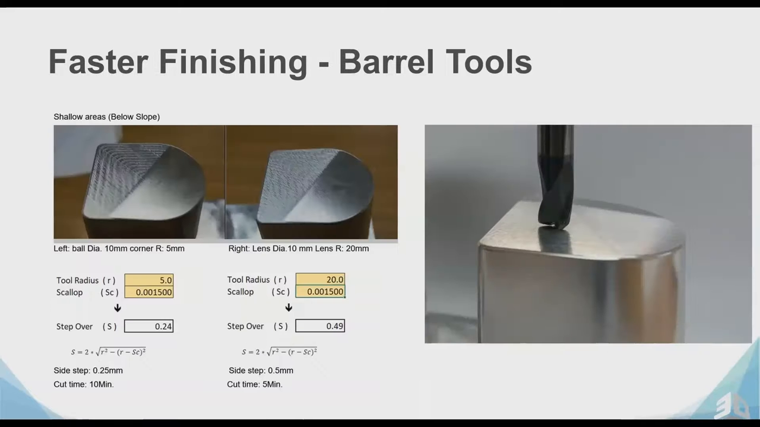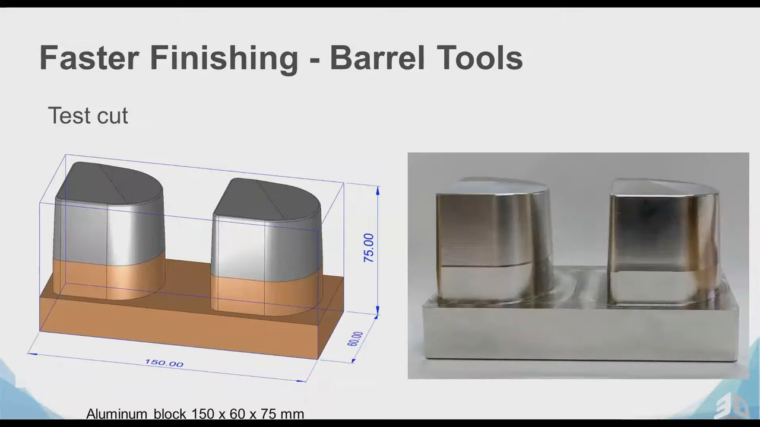The test cut, sorry, one click up, then. The test cut is a small aluminum piece, 150 by 75 by 60 millimeters. And on the right side, we can see a picture of the piece cut in both methods. Left side will be the standard tool, the ball tools, and the right side will be the barrel tools family.